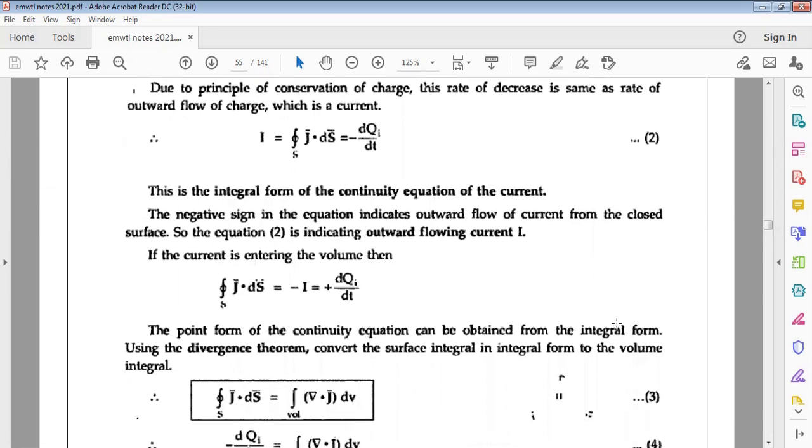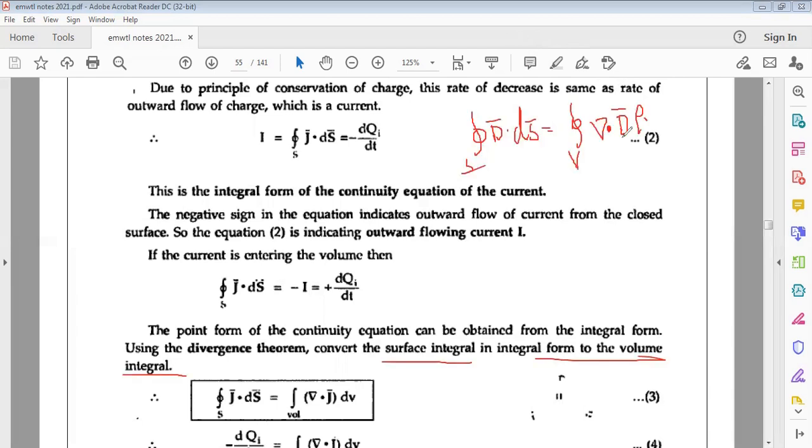The point form of the continuity equation can be obtained from the integral form using the divergence theorem. Now you can use the divergence theorem or the Stokes theorem, converting the surface integral to the volume integral. I already told you in Maxwell's equation, the integral of D bar dot ds bar is Gauss's law. We change the surface integral to the volume integral, using del dot D bar into dv. The surface integral is changed to the volume integral by using the divergence theorem.